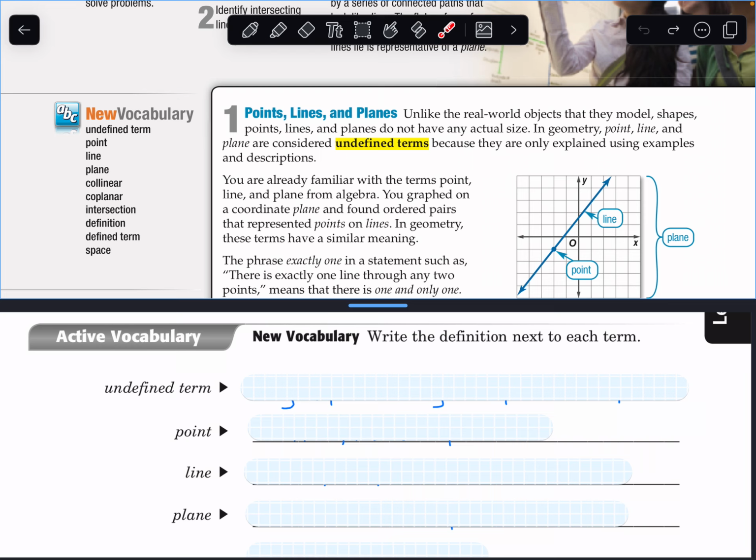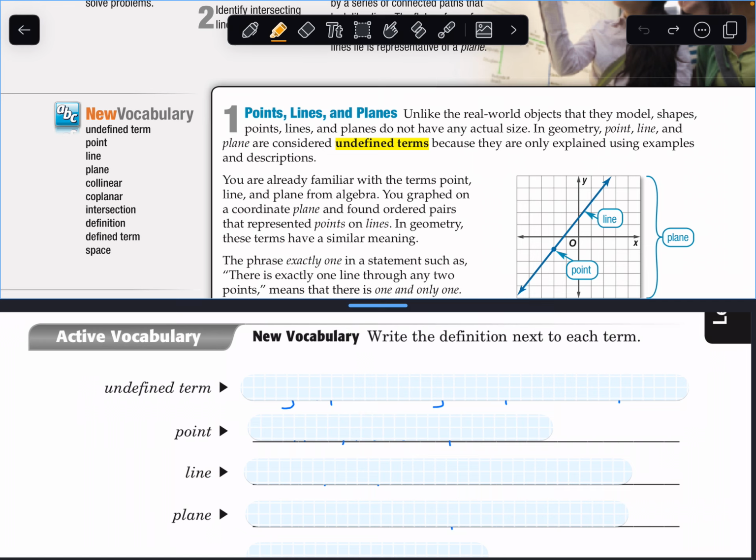So, number 1, points, lines, and planes. Unlike the real-world objects that they model, shapes, points, lines, and planes do not have any actual size. In geometry, point, line, and plane are considered undefined terms because they are only explained using examples and descriptions.